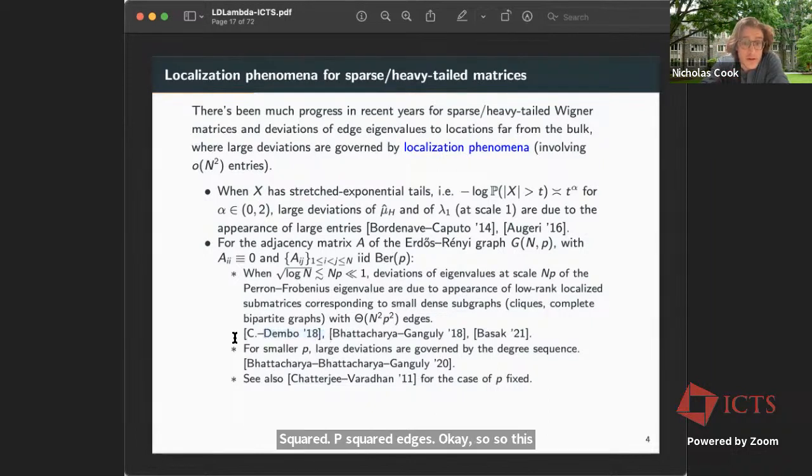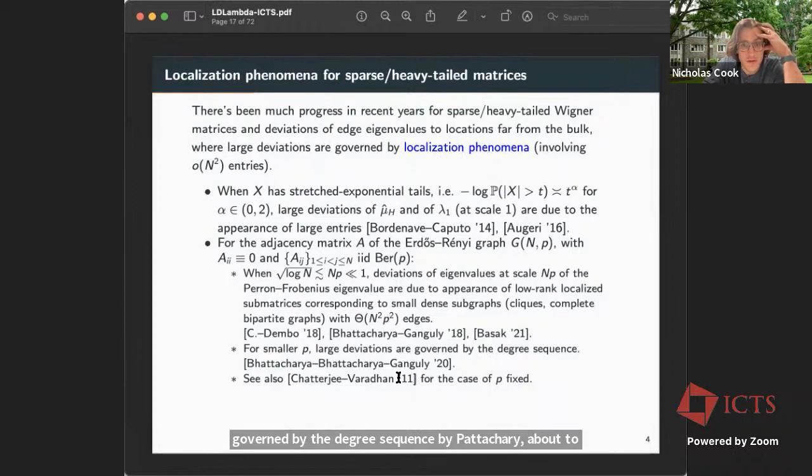So Amir and I got an LDP type result, and then a more explicit tail was worked out by Bhattacharya and Ganguly. That was for p going down to something like n to the minus a half. And then for smaller p, Anirban more recently completely worked out the shape of the tail. And there's an interesting transition between the clique being the governing mechanism or a high degree vertex. And then for even smaller p, say order 1 over n, the deviations were shown to be completely governed by the degree sequence by Bhattacharya and Ganguly.